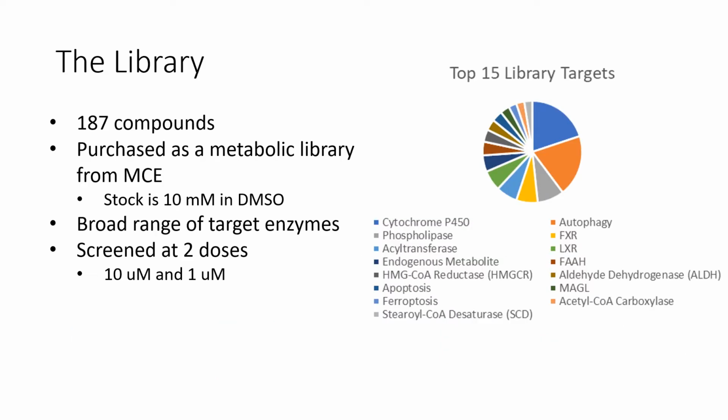The drug library was purchased as a set from a lab supply company and included a total of 187 compounds. The distribution of the top 15 target enzymes of the compounds is shown on the right. Cytochrome P450 inhibitors are the most highly represented class because these enzymes are involved in the metabolism of nearly every clinical compound, so many drugs inadvertently target this enzyme family. They are also responsible for lipid-based signaling molecule synthesis. The remaining top targets are enzymes more traditionally associated with lipid synthesis and oxidation.